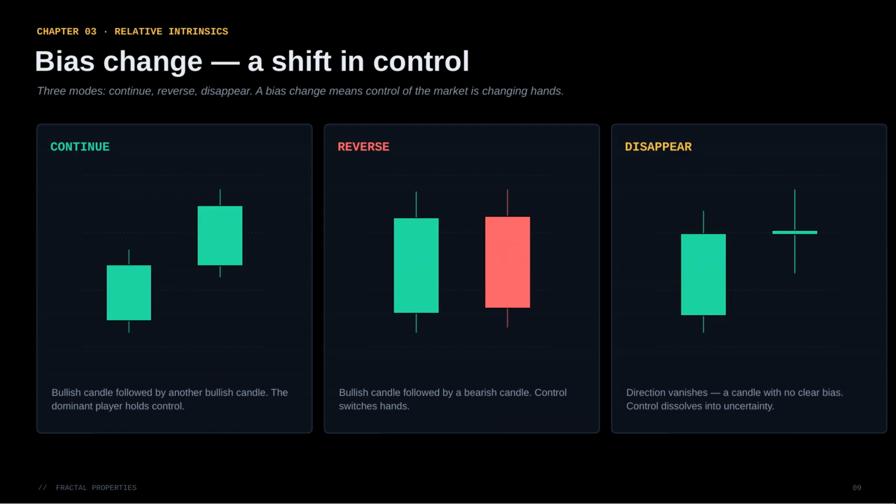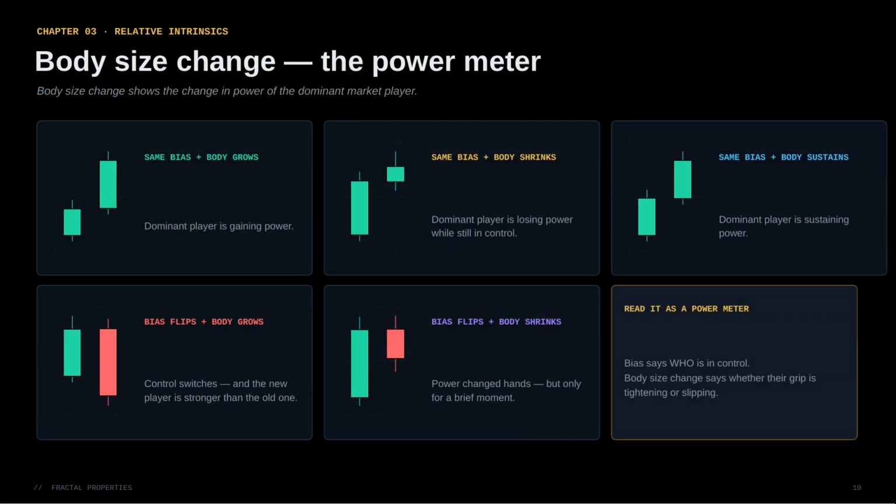That's the qualification layer. Next, we quantify the shift. Body size change is the power meter. Same bias with a growing body. The dominant player is gaining power. Same bias, shrinking body. They're losing power while still in control. That's often your earliest warning. Same bias, same body. Power is being sustained.